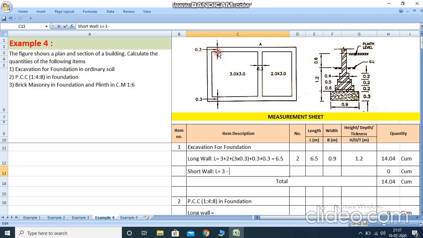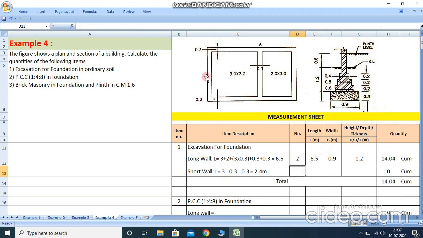Because we already excavated some part in the long wall. The excavated part for the first long wall is 0.3 and for this side, the second wall, it is 0.3 meter. So here we have 3 minus 0.3 minus 0.3, which is 3 minus 0.6, equal to 2.4 meter. So 2.4 meter is the length we calculated for the short wall.